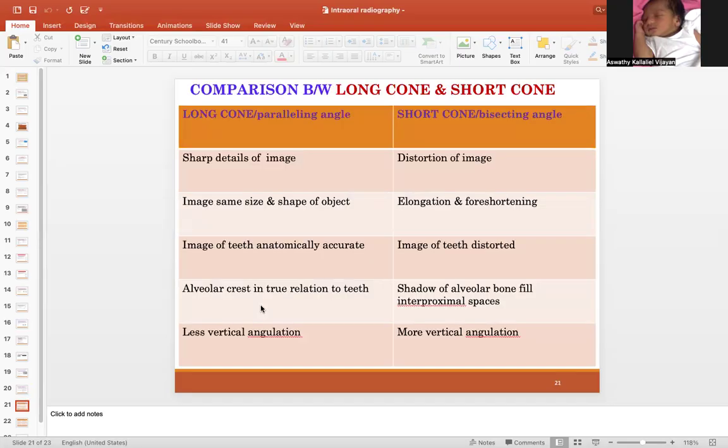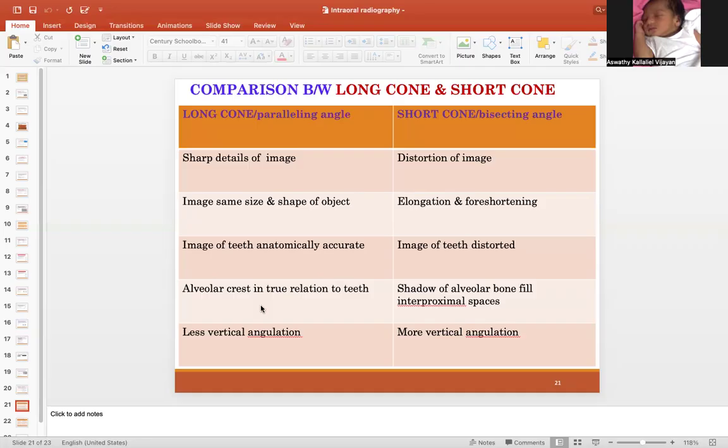Comparison between long cone and short cone technique. Long cone technique, also called paralleling technique, and short cone technique, also known as bisecting angle technique. In long cone technique, we get sharp details of images, whereas in short cone there is distortion. In long cone technique, the image is the same size and shape as the object, but in short cone, if the vertical angulation and the horizontal angulation are not proper, it will lead to elongation, foreshortening and overlapping.